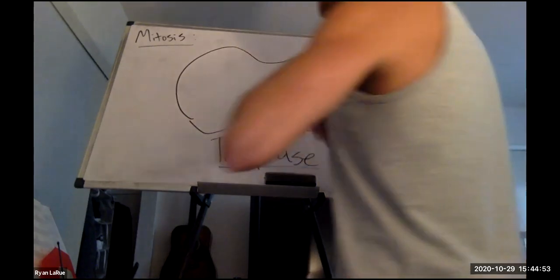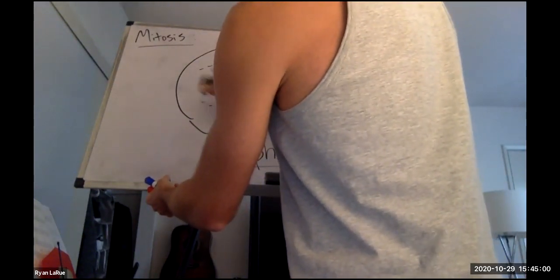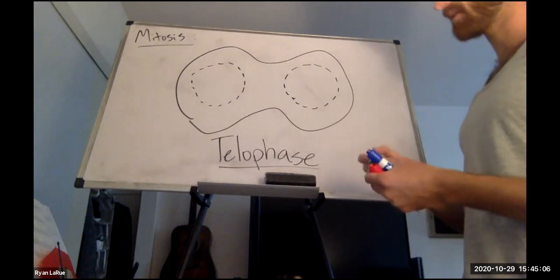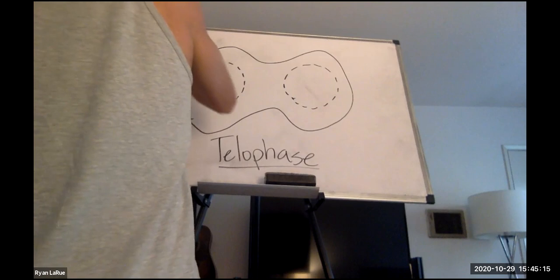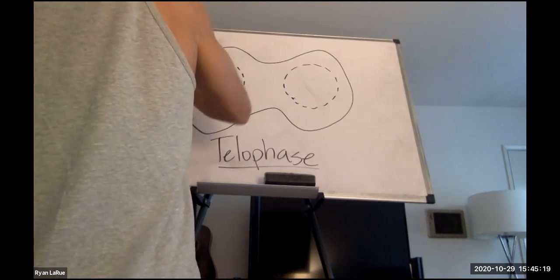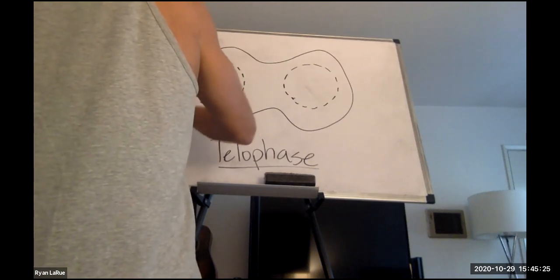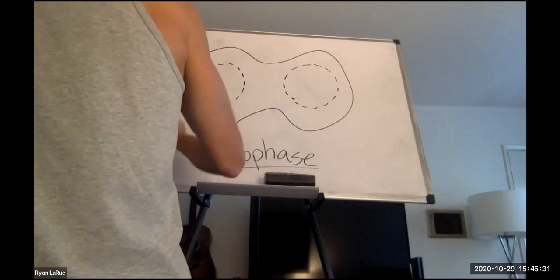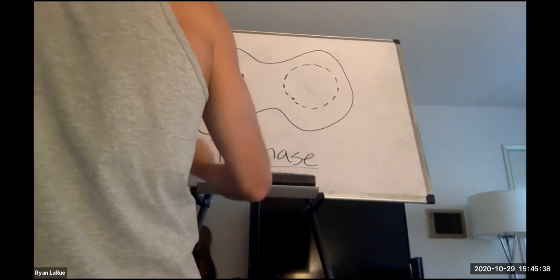And nuclei, nucleus, plural nuclei, two nuclei begin to form at opposite ends of the cell, like that. So let's start to write some of this down. The cell elongates, begins to pinch in the center there, and nuclei form at opposite ends.